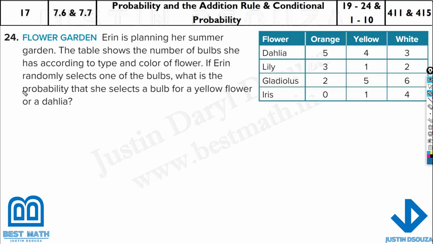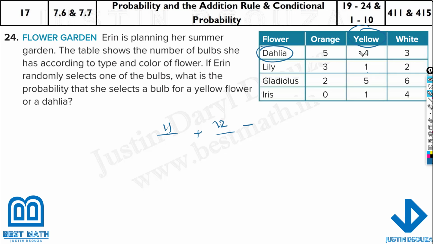Now the similar one again, Erin is planning a summer garden. The table shows the number of bulbs she has according to the type of color of flower. Okay, these are the bulbs, orange, yellow, white, and these are the flowers. What is the probability she wants? She selects a bulb for a yellow flower or dahlia. Okay, yellow and the dahlia. Simple numbers here. Dahlia, how many yellow are they? 5, 10, 11 out of the total over here. You just have to add them all. Plus, what is dahlia? 9, 12.